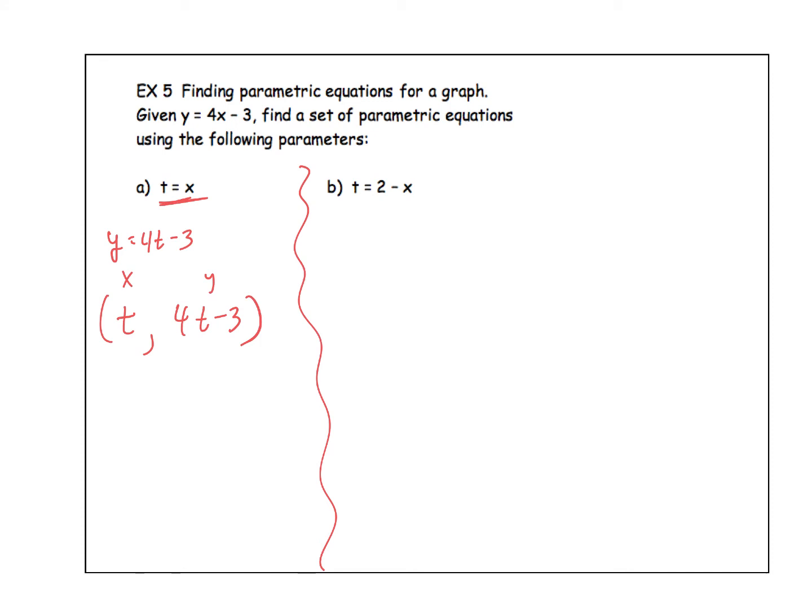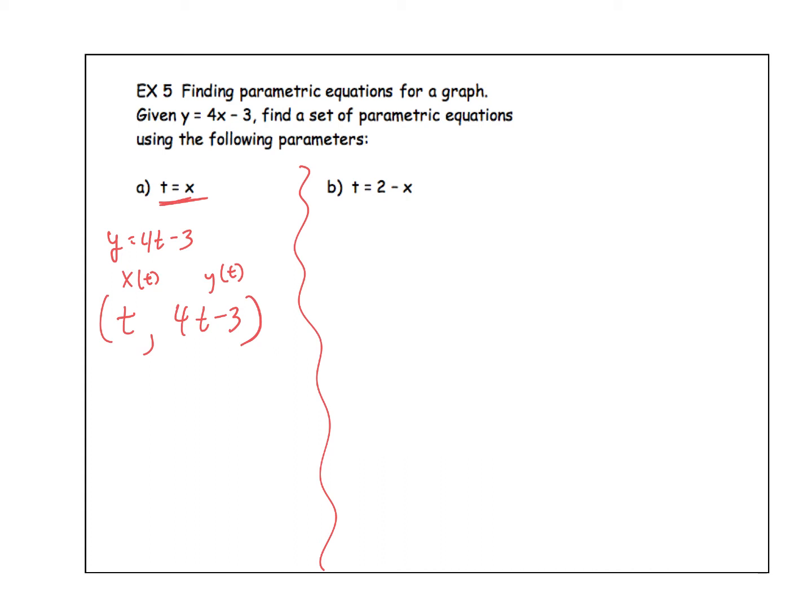Or x of t, y of t. They told me that x was equal to t, so now all of my x coordinates are t's. They tell me y is equal to 4 times x minus 3. Well, x is just t, so 4t minus 3. That's it. The next one is a little bit better because you actually have to do a little bit of work in order to get there.